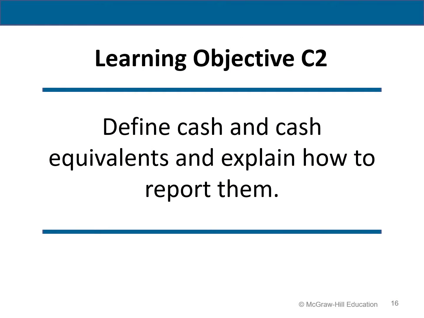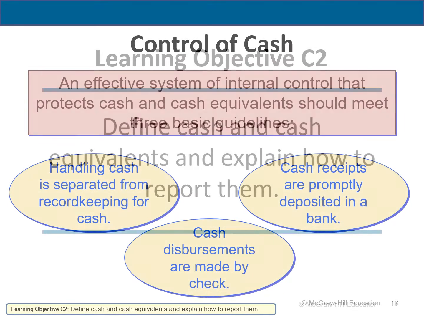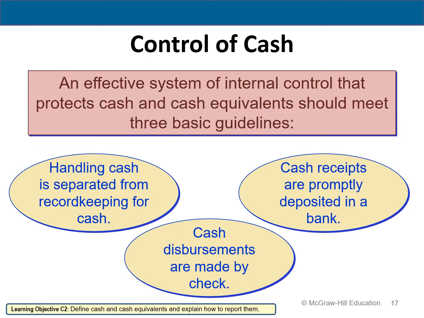Defining cash and cash equivalents and explaining how to report them. So control of cash. An effective system of internal control is one that protects cash and cash equivalents. And in order to be effective, it should meet these 3 basic guidelines. The handling of cash is separate from the record keeping for cash. Cash disbursements are made by check. Cash receipts are promptly deposited into the bank. So you don't want cash laying around your business, right?